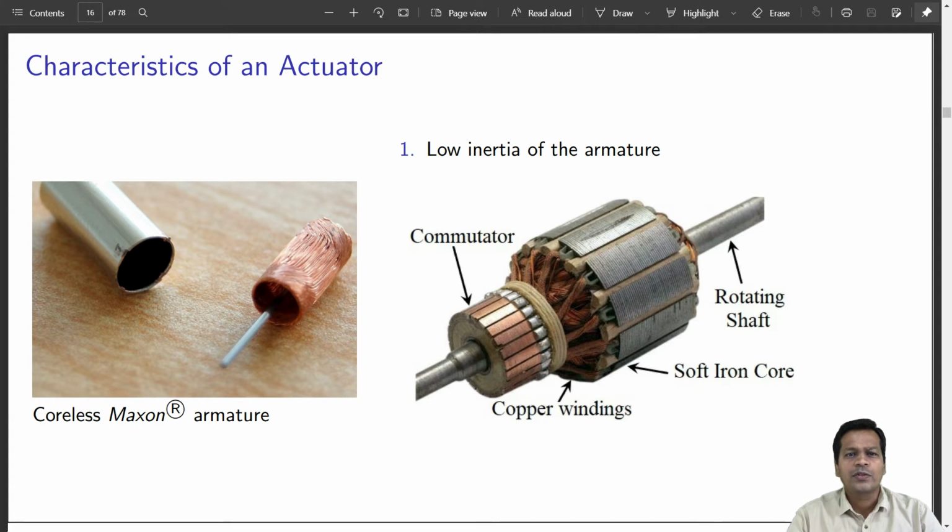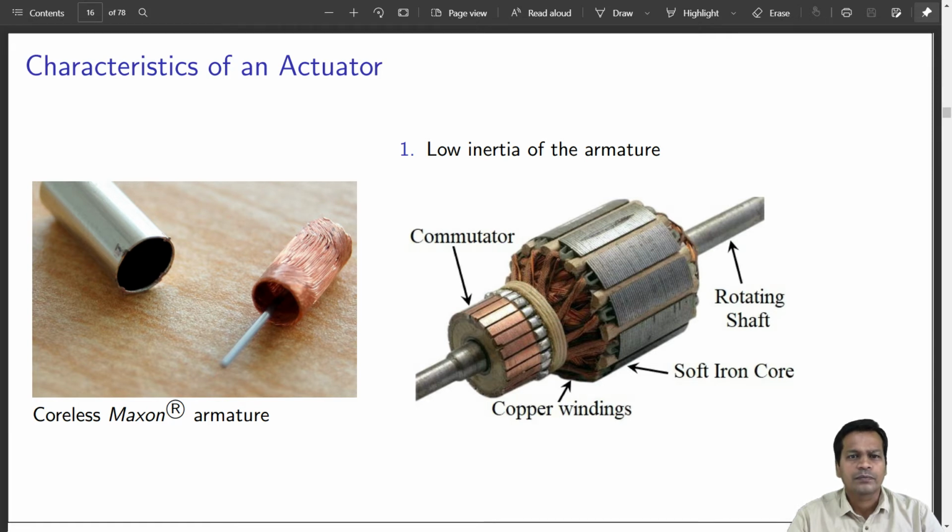It is desired to have a low moment of inertia so that the shaft can quickly pick up the speed and can be stopped precisely when desired. A low moment of inertia shaft is expected to have a good joint trajectory following and precision. The figure to the left shows a coreless armature of Maxon DC motor which is having a very small moment of inertia.